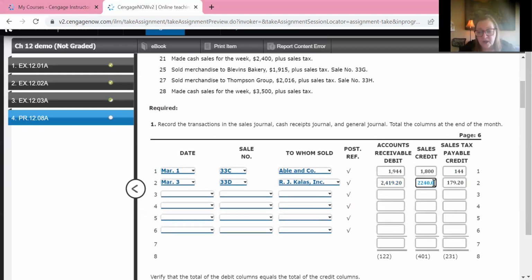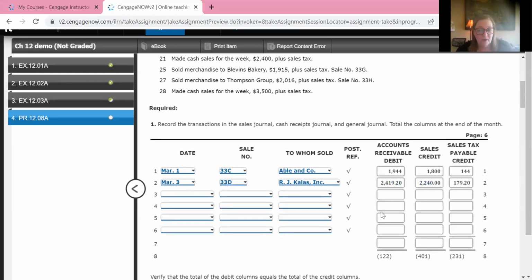So since the other two have cents on them, I'll just put cents on my sales numbers too, because it's easier to add if it's in the same line. So that decimal keeps me on track. So I could see, oh yeah, 22.40, that's whole dollars plus 179.20. That brought me to 2,419.20.